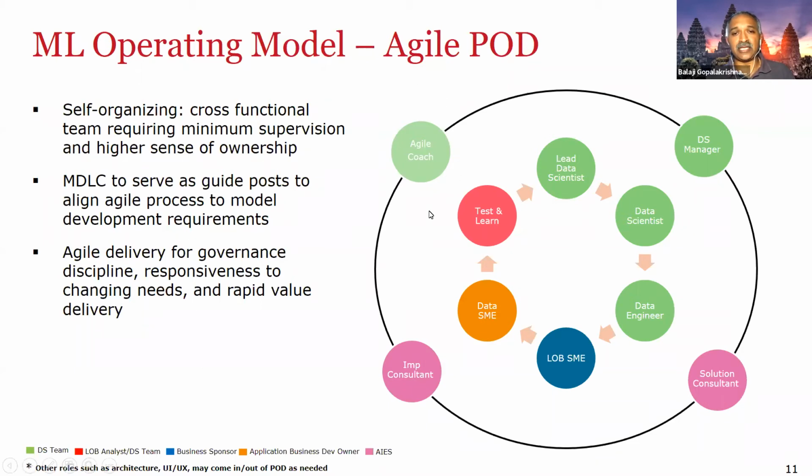Another core function is an agile coach. So we are following an agile model. In some areas, people use a scrum master, right? A scrum master is somebody who will sit within this core pod and advise on a daily basis how to run the scrum sessions. Our experience shows that is not needed.